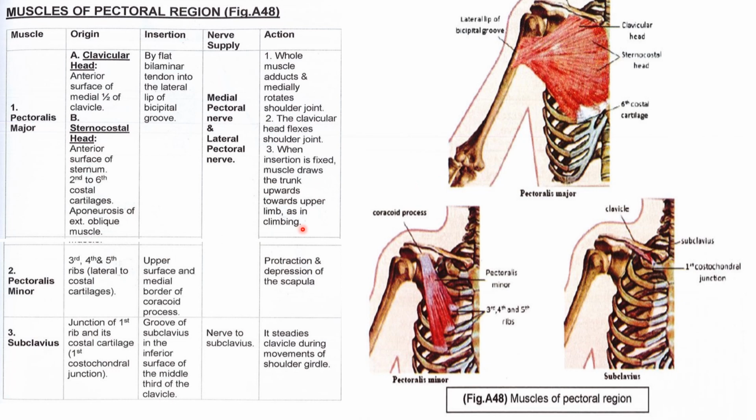Then let's see the pectoralis minor action. So it does protraction, then depression of the scapula. So here's the scapula. It's helping in the protraction of the scapula and depression of the scapula.